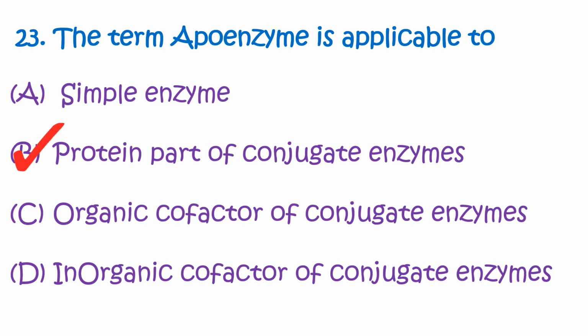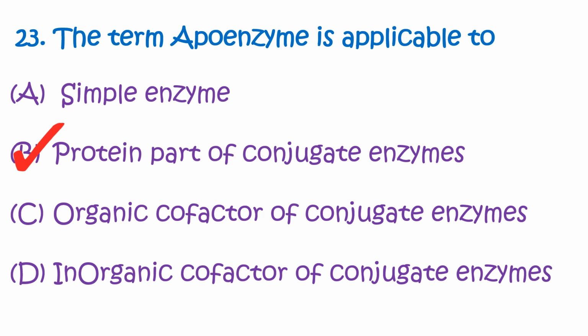Apoenzyme is also called apoprotein, which is an enzymatically inactive protein part of an enzyme which requires a cofactor for its activity. The cofactor can be any metal like magnesium or iron, or it can be any organic molecule. The organic molecule is also called a coenzyme, such as NAD+, NADP+, or FAD2+.